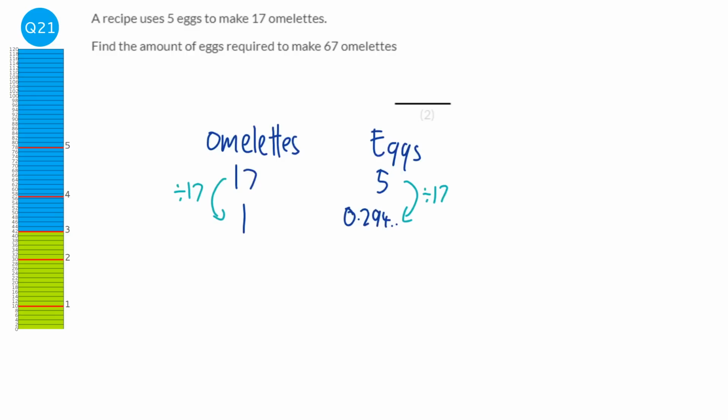Next we want to see how many for 67 omelettes. And to get to 67 from 1, we times by 67, so do that to the amount of eggs, and we get 19.705 blah blah blah. Now you can't get 0.705 of an egg, we always round with eggs, and we always round upwards, because if you need 19.7, 19 won't be enough, so we need to pick 20 eggs.